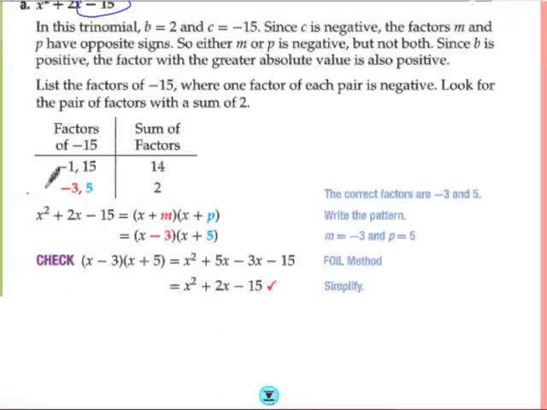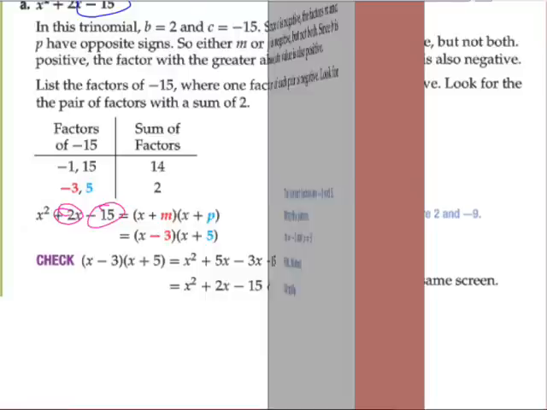And so you're still doing the same thing. Here in this example, we're looking for two numbers that multiply to negative 15 but add to positive 2. So negative 3 plus 5 makes our positive 2, and it makes our negative 15. Okay, let's look at another example.